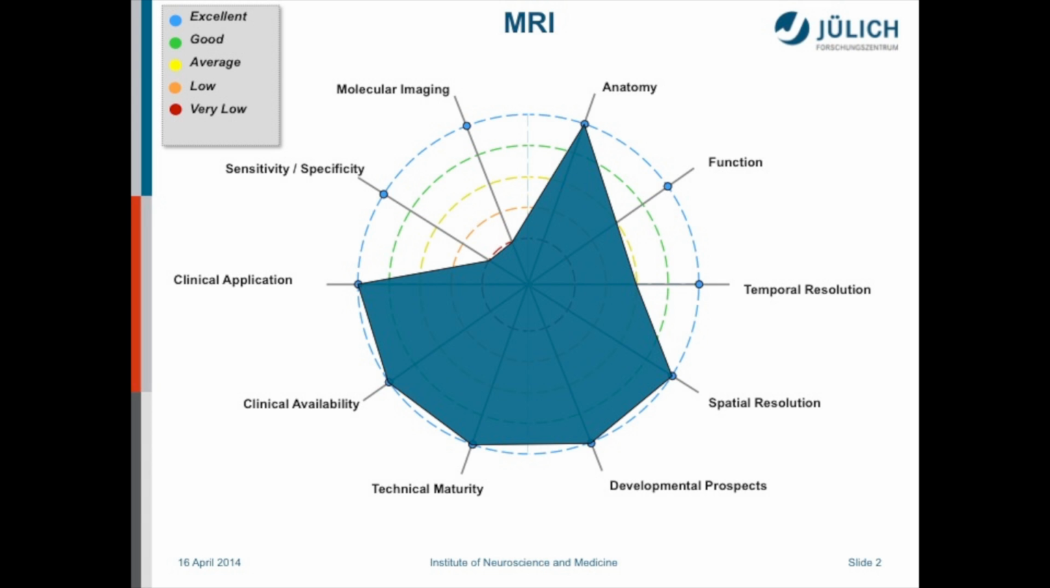I'm pretty sure I don't need these slides, but I like to use them anyway. There are a few people who don't really appreciate the strengths of the modalities. We use this little fingerprint diagram here. The further out you go from the origin along any particular axis, the better that attribute is fulfilled. So with MRI, we can depict anatomy really beautifully. We're also not bad at showing you function. Temporal resolution, we can produce images in 100 milliseconds if we so choose. Spatial resolution is very good. Despite the fact that it's a very mature modality, the developmental prospects are still great.